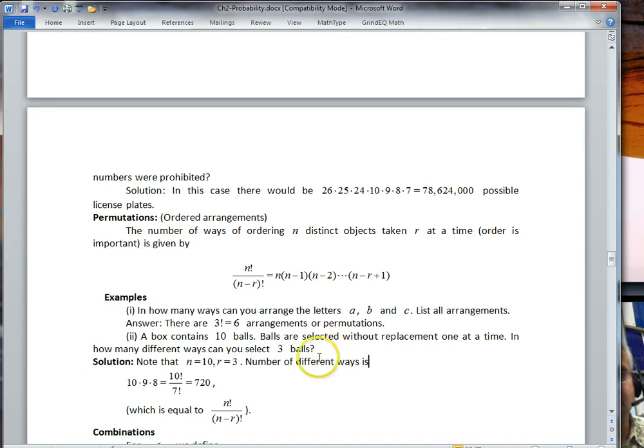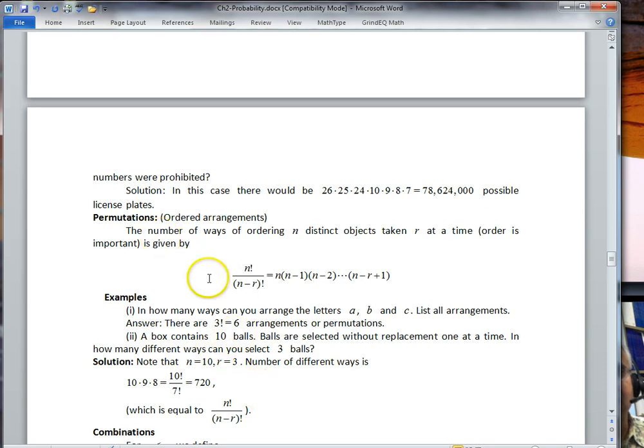In this case, it's going to be 10 times 9 times 8, which is looking at this side of the formula. So 10 for the first ball, 9 choices for the second ball and 8 choices for the third ball. And you can write that using this side of the formula as 10 factorial over 7 factorial. If you simplify that, it's 720.